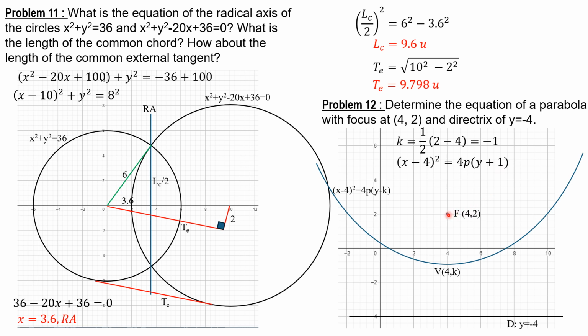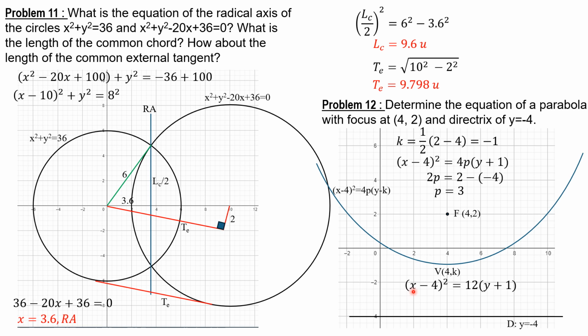So the expected equation therefore is (x minus 4) squared equals 4p times (y plus 1), where the distance between the focus and the directrix is 2p. So 2p equals 2 minus -4. So p is 3. Substitute p is 3 here.